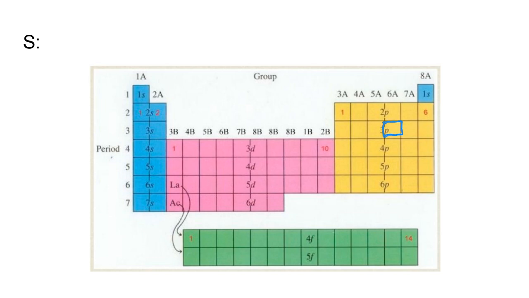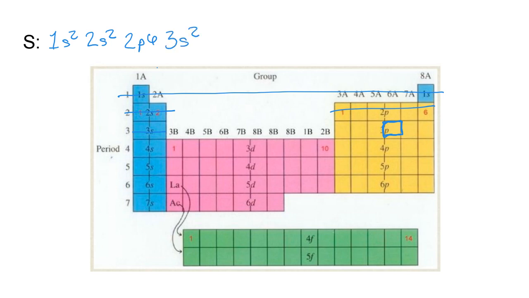So I'm going to start with 1s and fill it up: 1s2. Then I'm going to go to 2s, 2s2, 2p6, and then 3s2. The next thing that fills up is 3p, and I can count: 3p1, 3p2, 3p3, 3p4. This would be my electron configuration for sulfur.